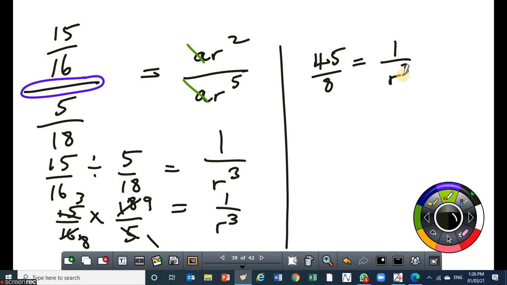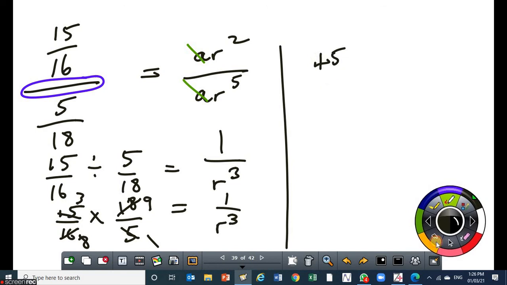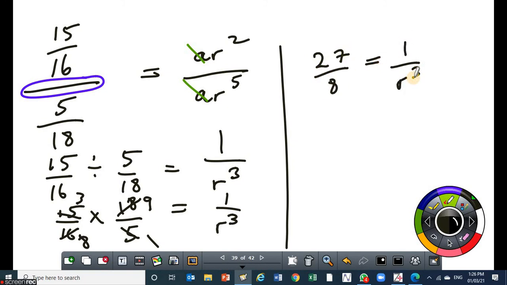Wait, I made a mistake. Oh yeah, 3 times 9 is 27. Thank you for that. I was looking at this 3 as a 5 for some reason, then I multiplied by 9. It's a 3. So this gives me 27 over 8 equal to 1 over R cubed.